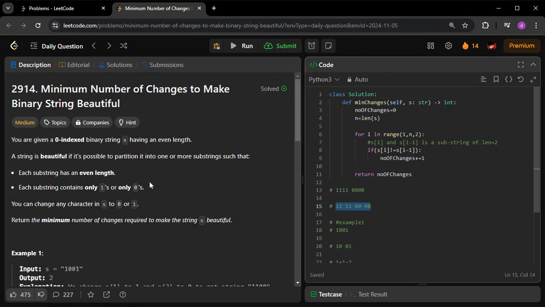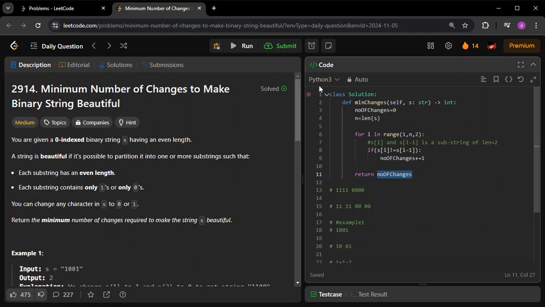Because they mentioned the even length, the smallest possible substring having even length is going to be of length 2. That's why we are breaking into 2. That's why I'm checking s of i and s of i minus 1 as my smallest possible substring, and then checking whether they are equal or not. If they're not equal, I need to do one change here. As simple as that. And then finally I return the change.